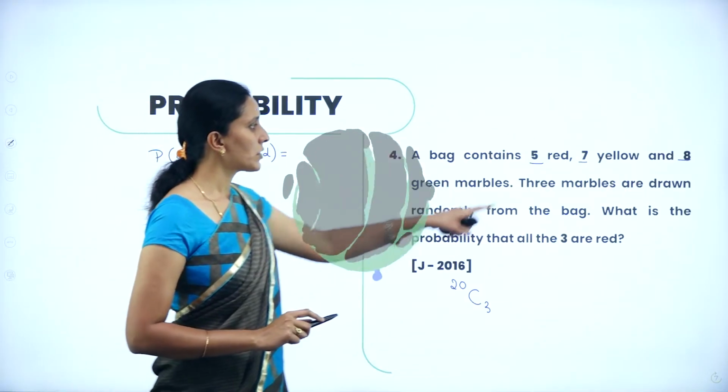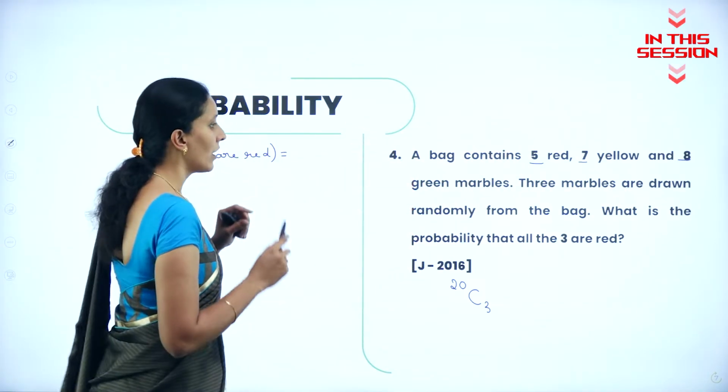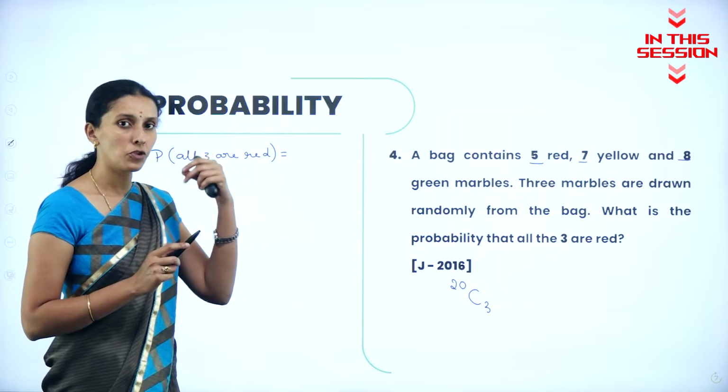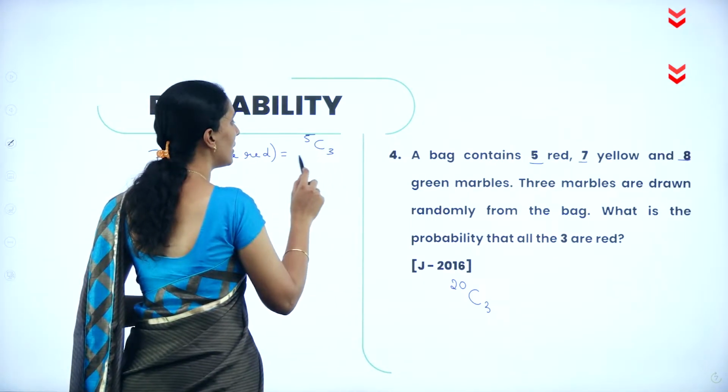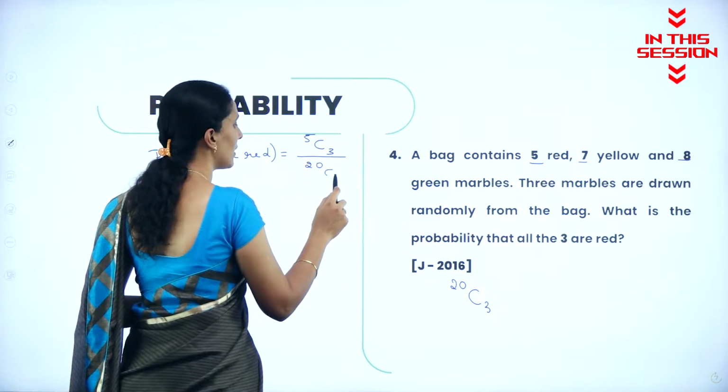How many red balls do we have? We have 5 red balls. If all the 3 must be chosen as red balls, then it is 5C3 divided by 20C3.